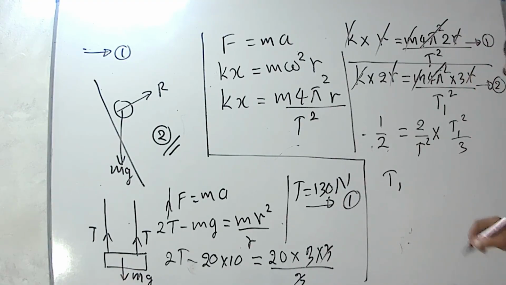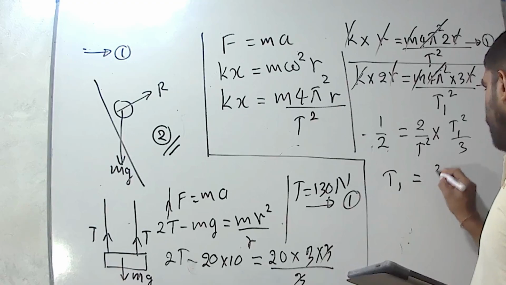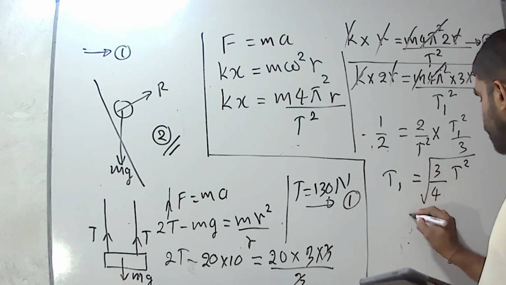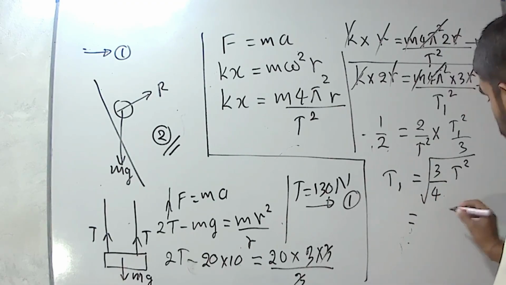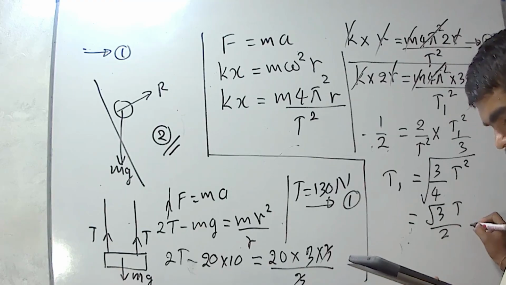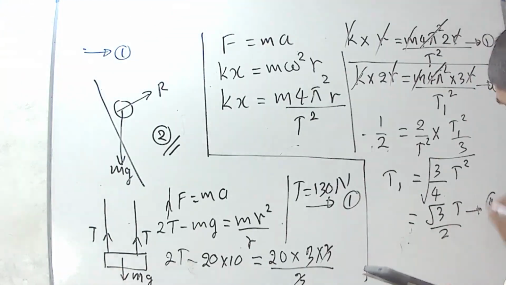T1 squared should be 3 divided by 4 T squared. Taking the square root, T1 is root 3 T divided by 2. Then the answer should be 4.